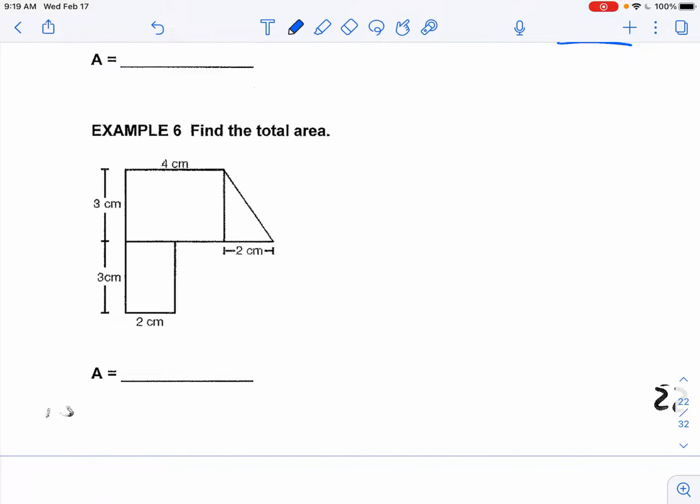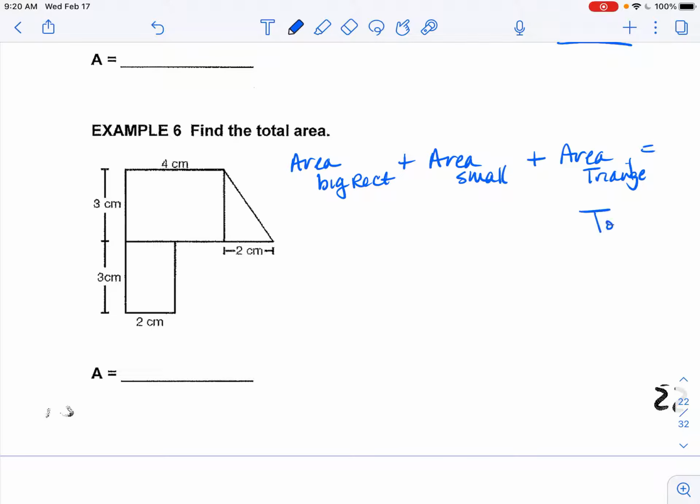Last example, example 6, find the total area. Okay, so I see three shapes. I have the rectangle on the top, triangle over here, and another rectangle on the bottom. Let's just find the area of the big rectangle plus the area of the small plus the area of the triangle. And that'll give me my total.